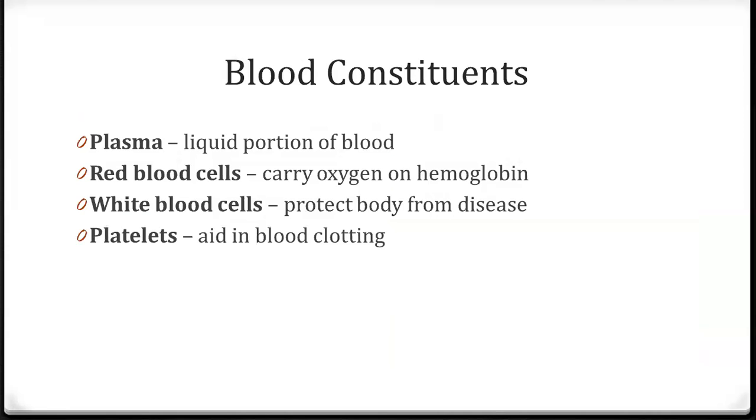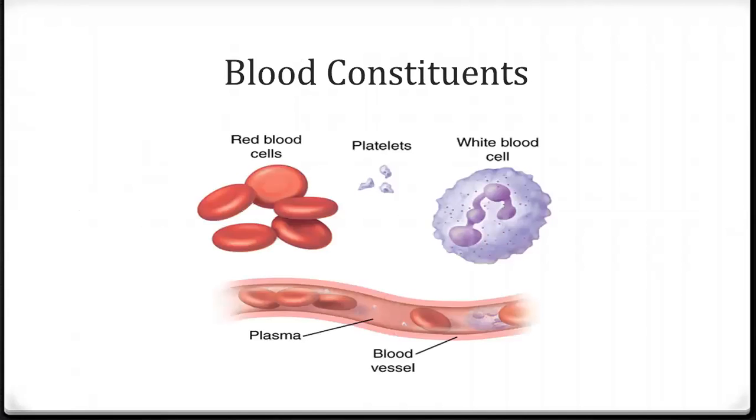This is not in your note packet. I think it got left out by accident. So if you would at least add the words in bold, I think that would be good. Blood constituents include plasma, which is your liquid portion of blood, red blood cells, which carry oxygen on the hemoglobin, white blood cells, which protect your body from disease, and platelets, which aid in blood clotting.